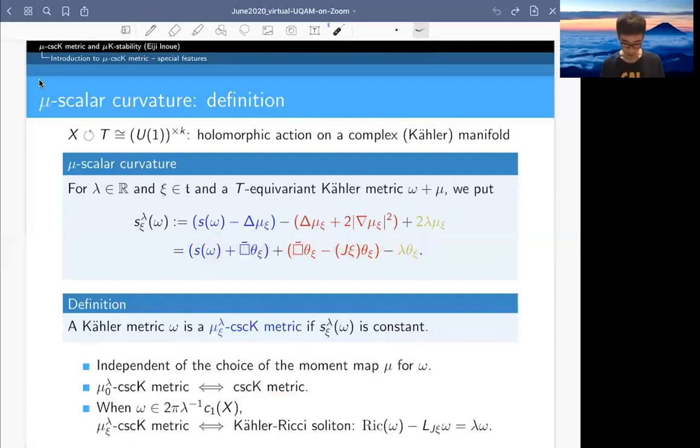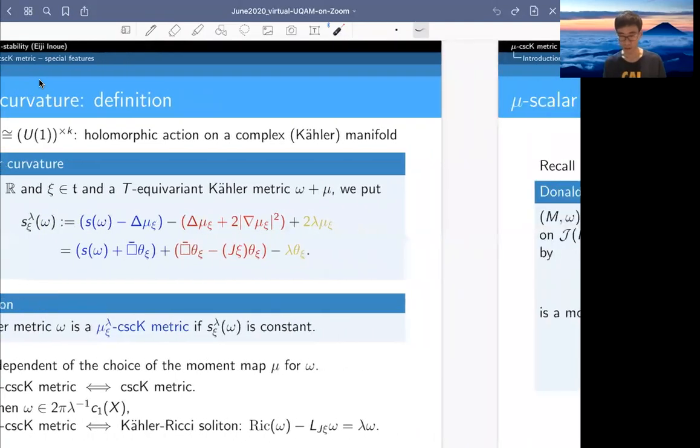And it is less obvious, but we can show that when omega is in a Kähler class proportional to the first Chern class of X, then mu lambda cscK metric is equivalent to satisfying the equation of Kähler-Ricci soliton, which is a self-similar solution of Kähler-Ricci flow. Okay, this is the definition of mu lambda xi scalar curvature. Lambda is always a real number and xi is always a vector in the Lie algebra of T.